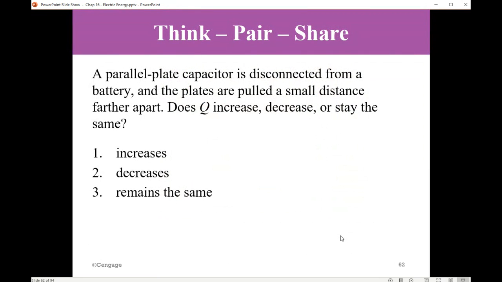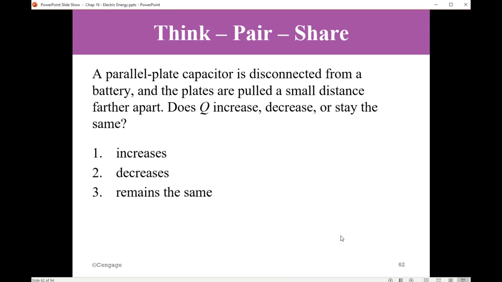A parallel plate capacitor is disconnected from a battery. When it was connected to the battery, it was charged. Now it is disconnected from the battery, and the plates are pulled a small distance further apart. So now D increases as you pull them apart, D increases the distance. Does the Q increase, decrease, or stay the same?